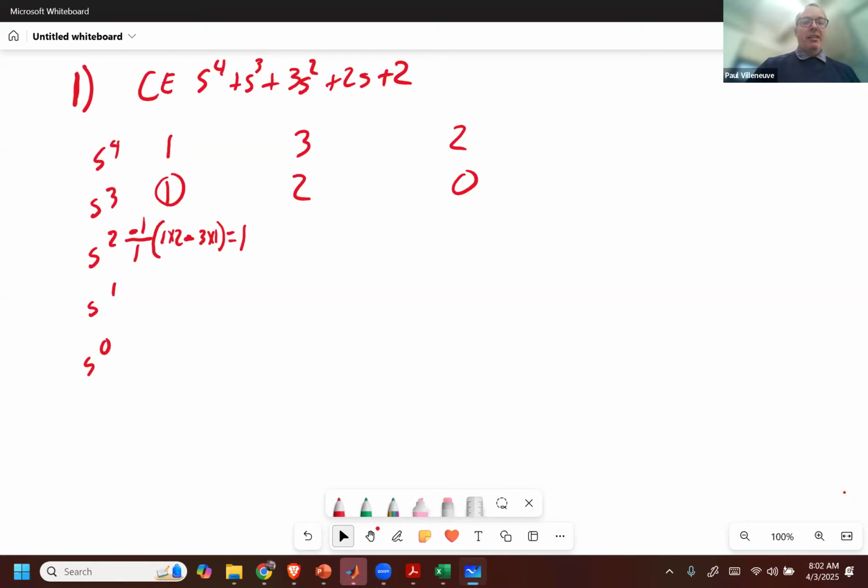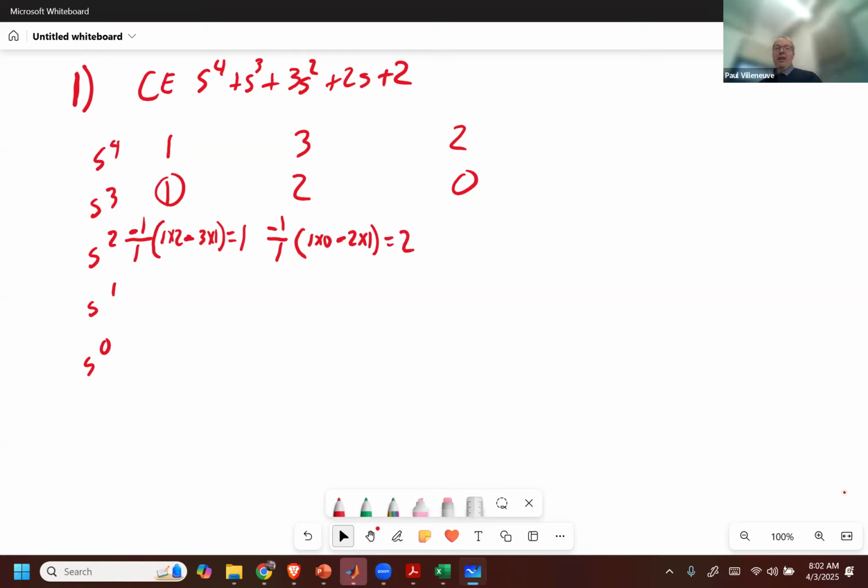So again, we use the first row, -1 over 1. And then our determinant now is always the first column, and then the column to the right of where we're evaluating. So that's 1 times 0 minus 2 times 1, which should give us -2.